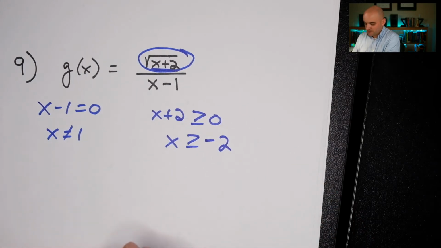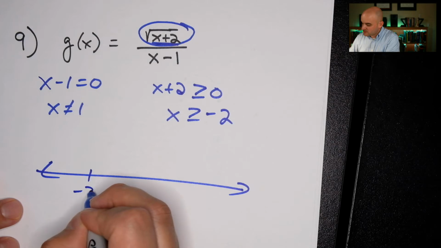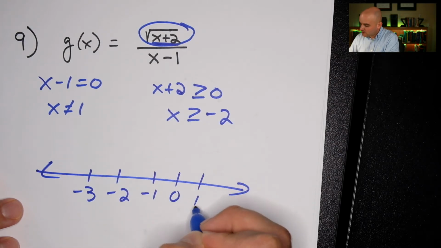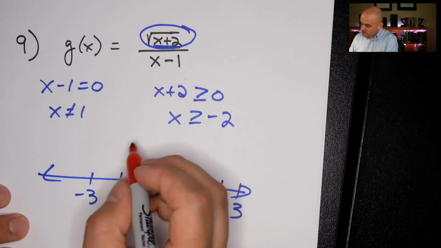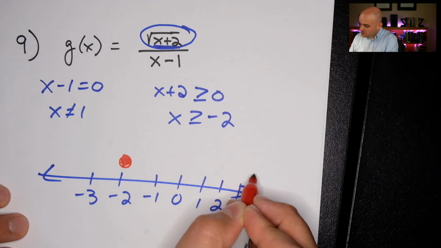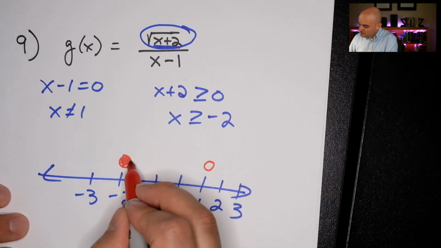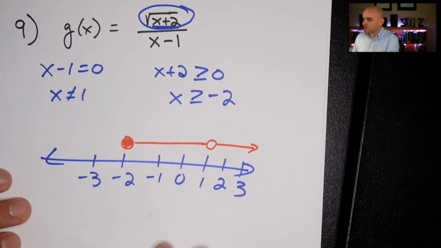And so if I write this out on a number line, right here is negative 3, negative 2, negative 1, 0, 1, 2, 3, and so forth. What is all this saying? For x, we have to be bigger than negative 2. It can be equal to negative 2. That's fine. And it goes this way. But it cannot equal 1, so we have to throw that out. So that's what I'm looking at here.